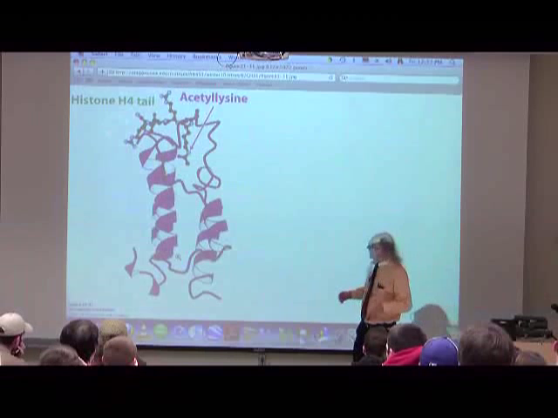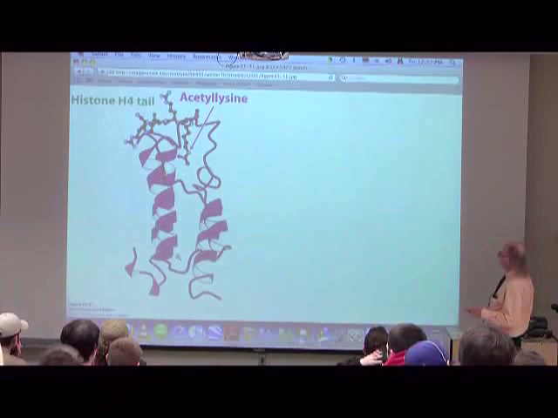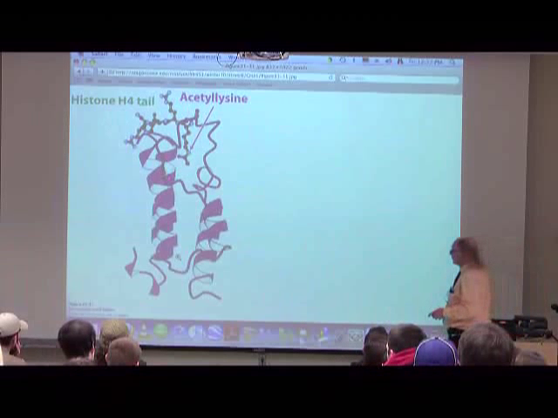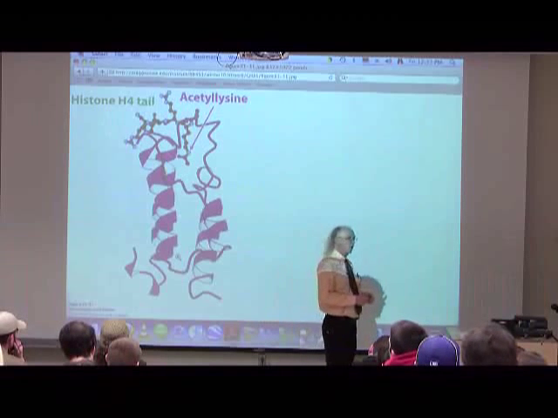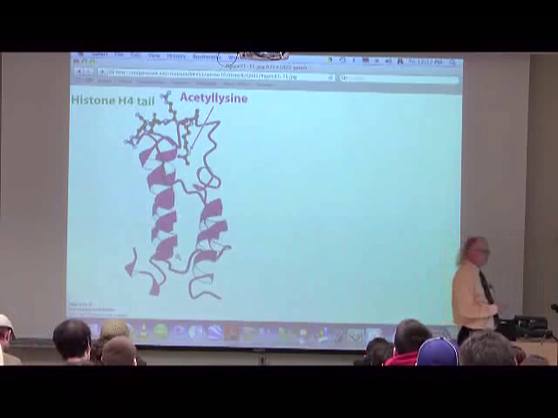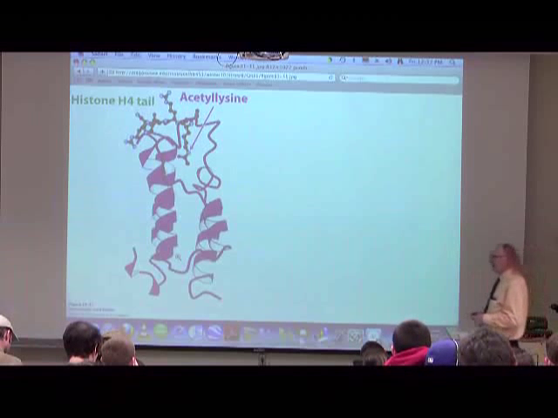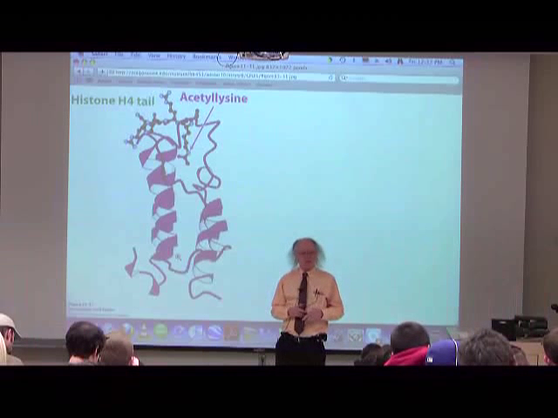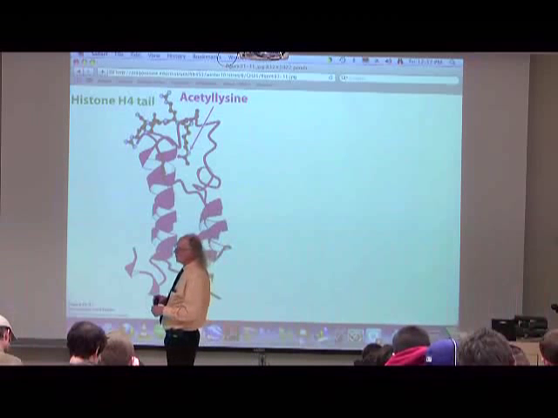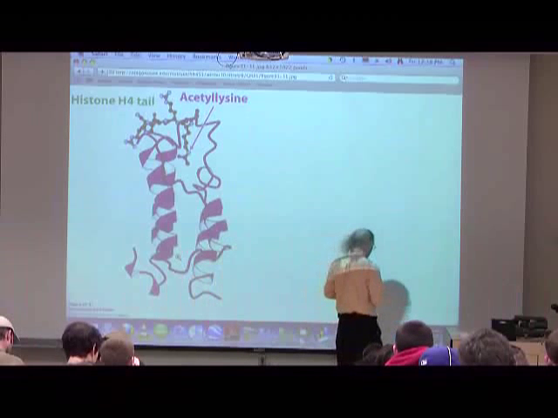Here is a histone H4 that has been acetylated. Its lysine has an acetyl group on it. There are proteins that have a structure called a bromodomain, B-R-O-M-O-D-O-M-A-I-N, that recognize acetylated histone residues. So proteins that have a bromodomain recognize and bind to acetylated histone residues.